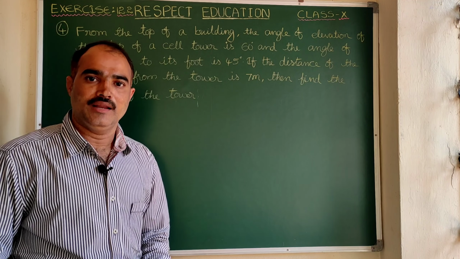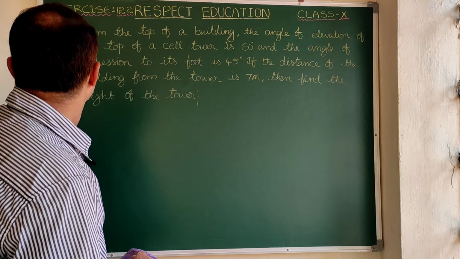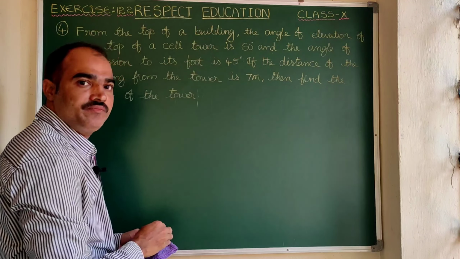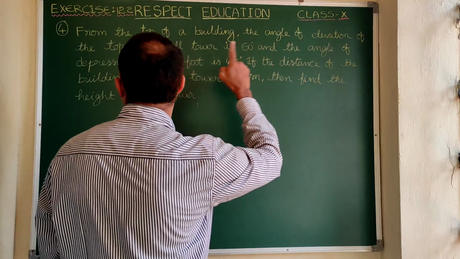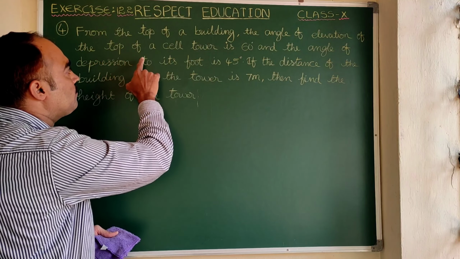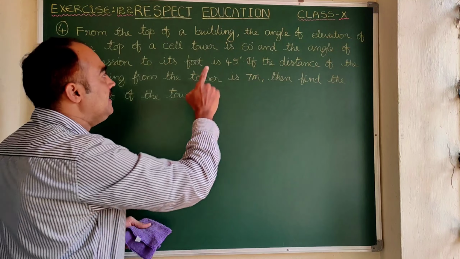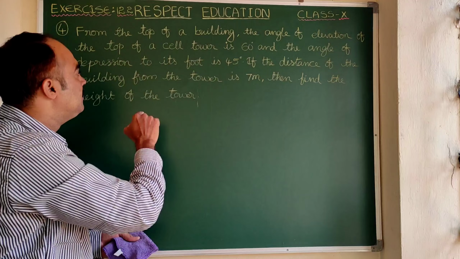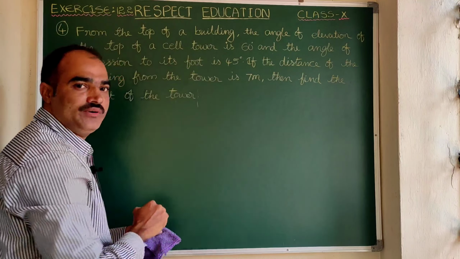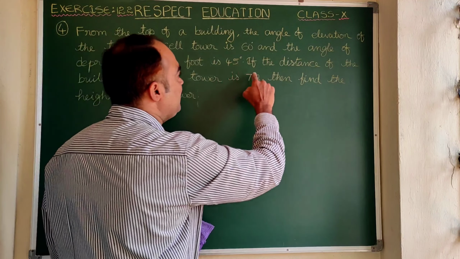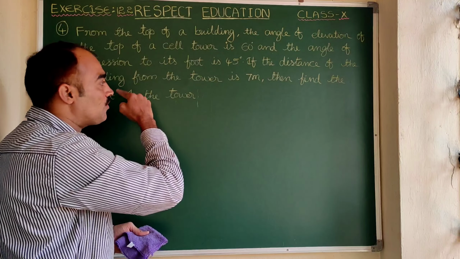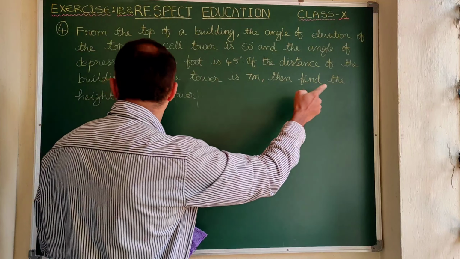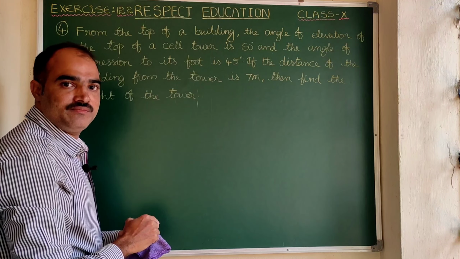Now let us see question number 4. From the top of a building, the angle of elevation of the top of a cell tower is 60 degrees and the angle of depression to its foot is 45 degrees. If the distance of the building from the tower is 7 meters, then find the height of the tower.